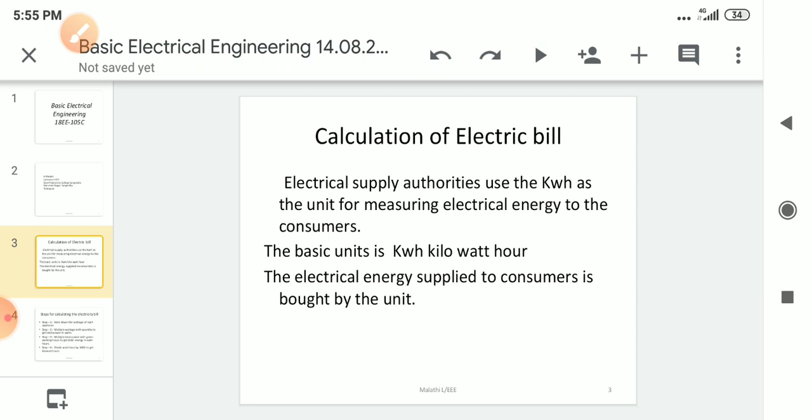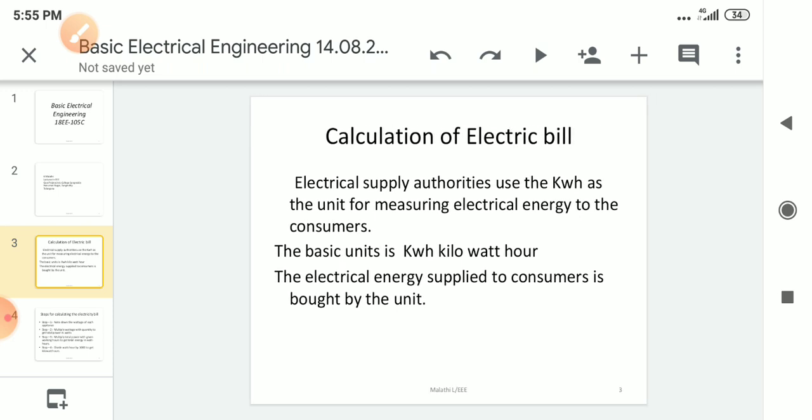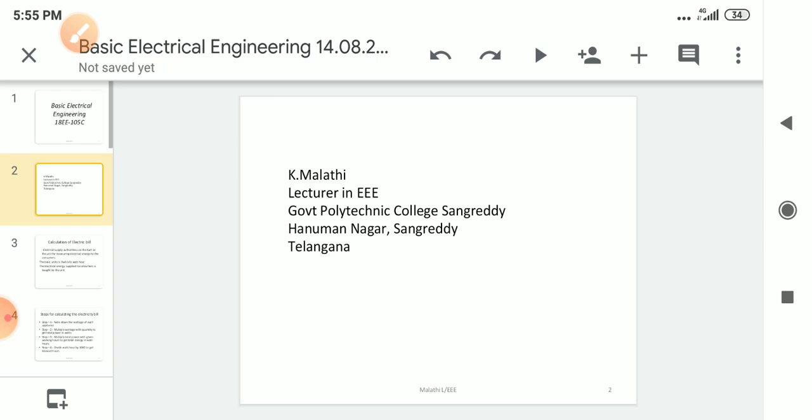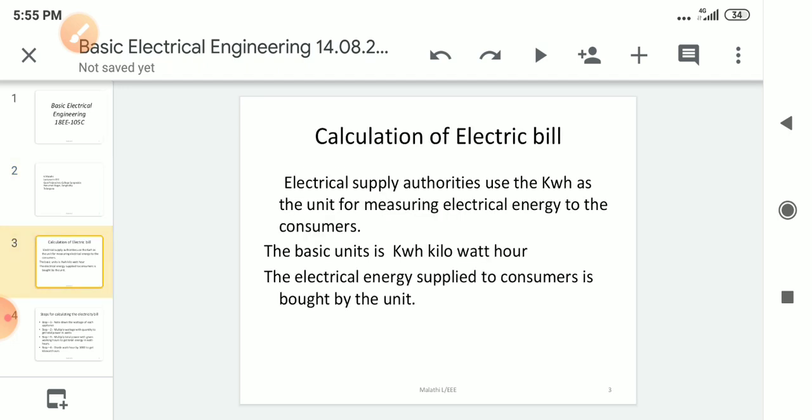Energy, that is electrical energy consumption, is a combination of the amount of electricity and the period of time for which it is used. So it is a very standard measure that electricity consumption is the amount of watts used over an hour. That's why our electrical authority uses the kilowatt hour as a unit for measuring this electrical energy to the consumer. The basic unit of this electricity is a kilowatt hour.